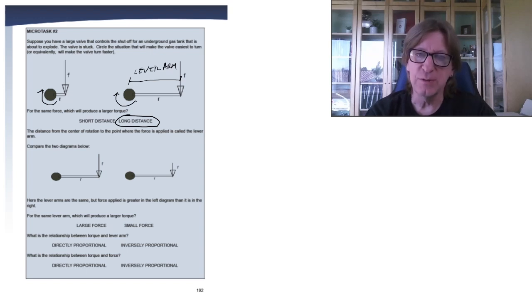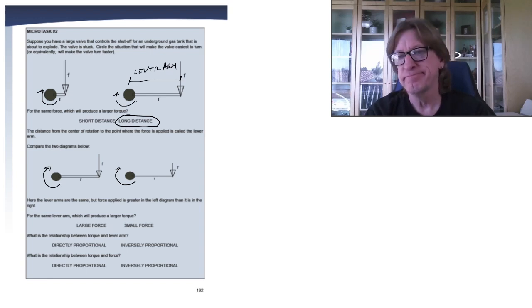Okay, just like we've always done, we change just one variable at a time. So now I'm going to have the same lever arm, but I'm going to apply different forces. Which one of these is going to make it rotate the fastest? A large force or a small force? Well, that one should be pretty obvious. The harder I push on it, the faster it's going to turn. So a large force is what's going to change it.